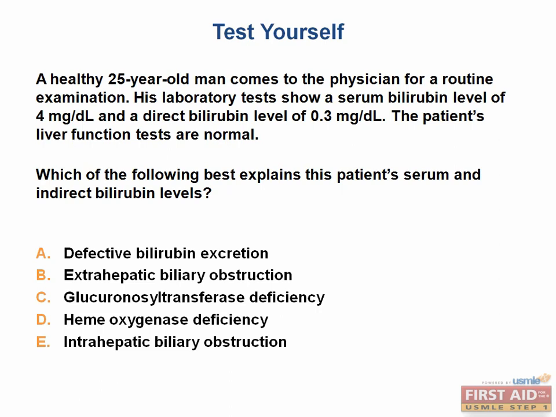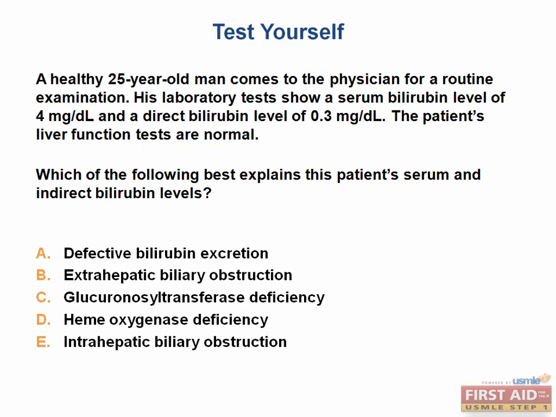A healthy 25-year-old man comes to the physician for a routine examination. His laboratory tests show a serum bilirubin level of 4 milligrams per deciliter and a direct bilirubin level of 0.3 milligrams per deciliter. The patient's liver function tests are normal. Which of the following best explains the patient's serum and indirect bilirubin levels? Is it A, defective bilirubin excretion, B, extrahepatic biliary obstruction, C, glucuronyltransferase deficiency, D, heme oxygenase deficiency, or E, intrahepatic biliary obstruction?